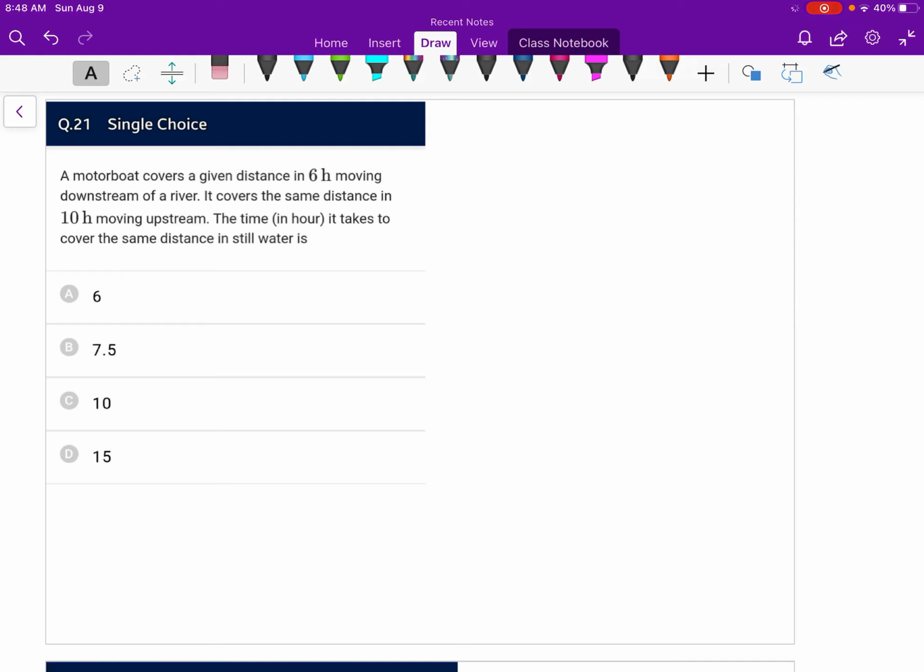A motorboat covers a given distance in 6 hours while moving downstream of a river. When it moves downstream, the time is d upon the speed of the boat with respect to the river plus the speed of the river, which both add up because they are in the same direction. So the time taken is 6 hours. When the boat moves upstream, the velocity with respect to the river and that of the river are in opposite directions, so the magnitudes subtract. So the net velocity of the boat relative to the ground is VBR minus VR, and this takes 10 hours. So we want to find out the time in still water.